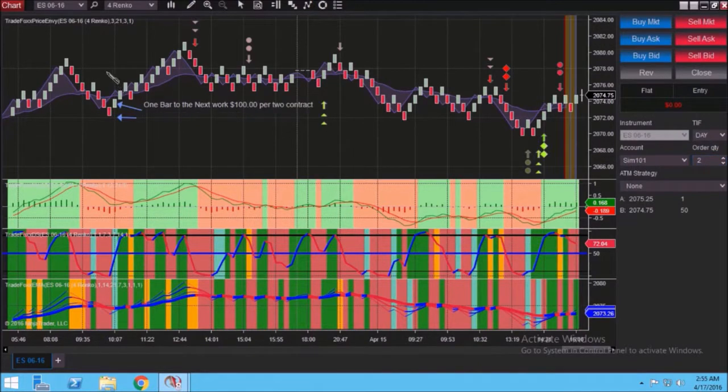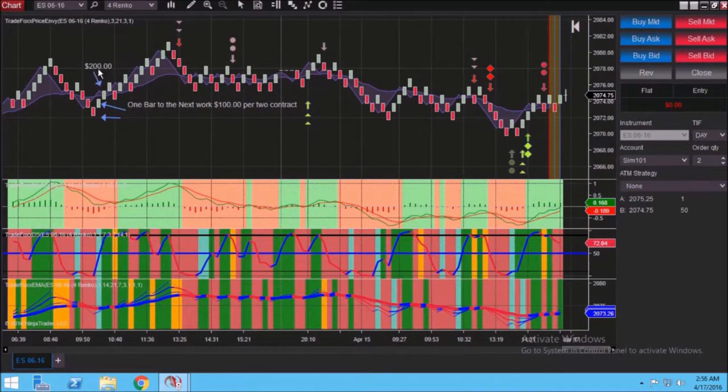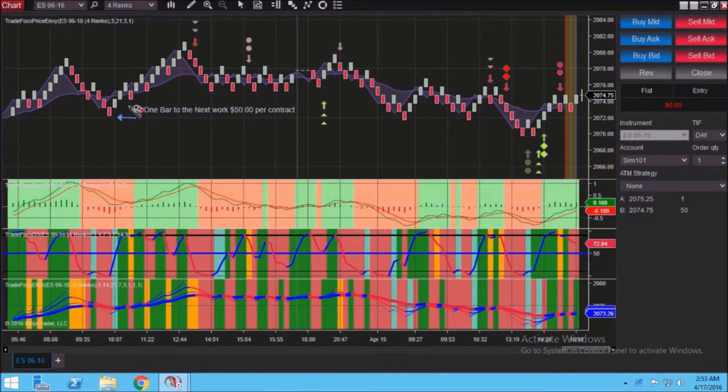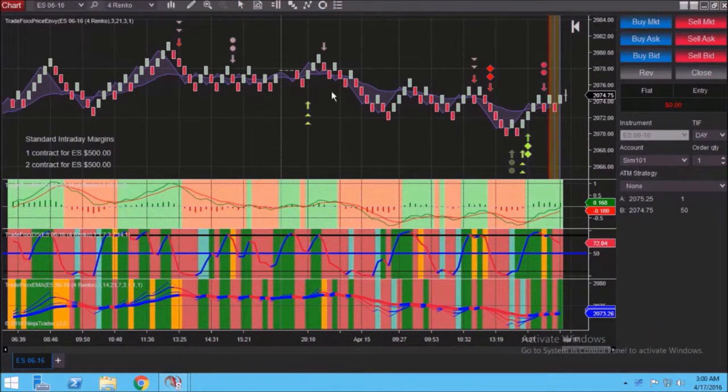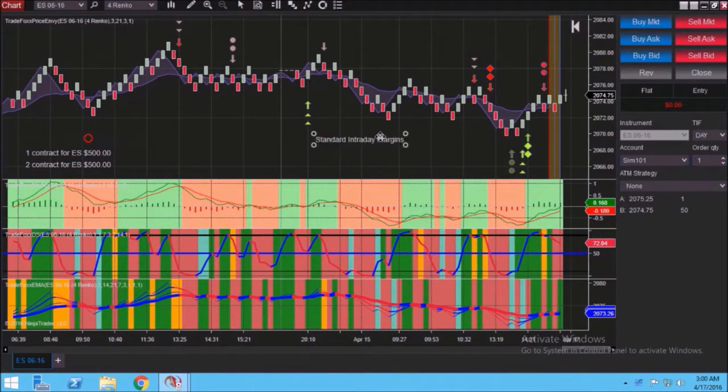If you play 2 contracts, each brick bar is $100 worth of movement. This makes the price movement math easy. If price moves up 2 bars at 2 contracts, then the profit will be $200. This is one of the strengths of the Renko data type. Depending on the margin requirement of the broker, 1 E-mini contract can be traded with as little as $500. 2 contracts require $1,000 to be deposited with your broker.